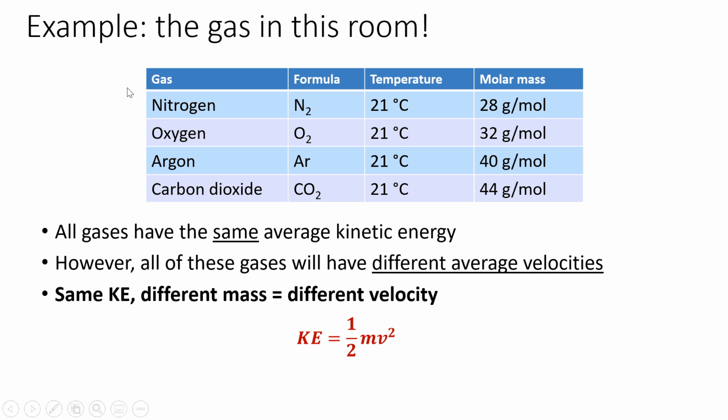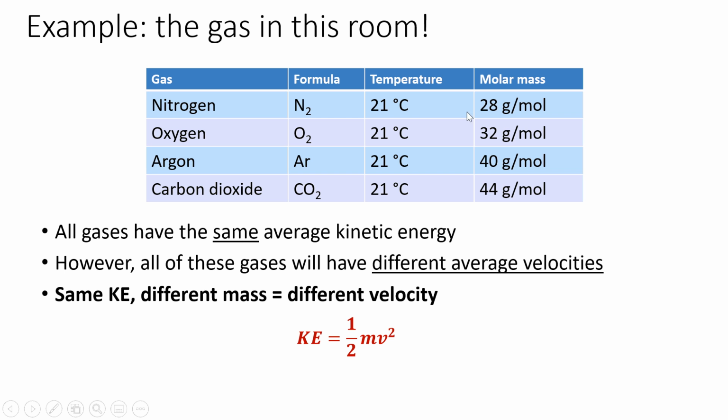If you look at the gas around you in this room, the air around us in the atmosphere is a mixture of gases, and those gases are all at the same temperature, and they might be 21 degrees. If you're in your house, they might be a little bit warmer or cooler depending on where you are, but all those gases are going to have the same temperature, so they'll have the same average kinetic energy, but they have different average velocities because they have different molar masses.